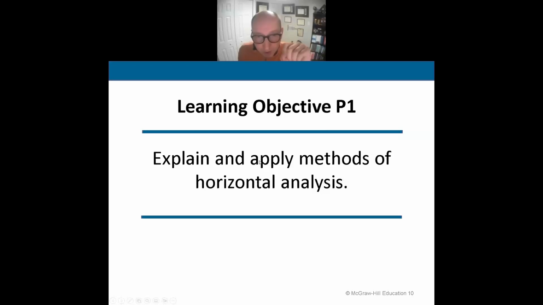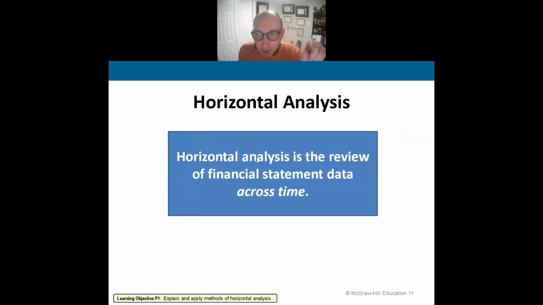Looking a little bit more in detail at each one. Horizontal analysis, again, is looking at the financial information across time. So I can compare 2022 to 2021 to 2020, etc.